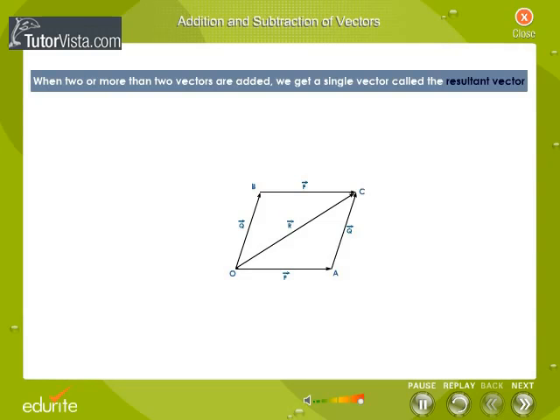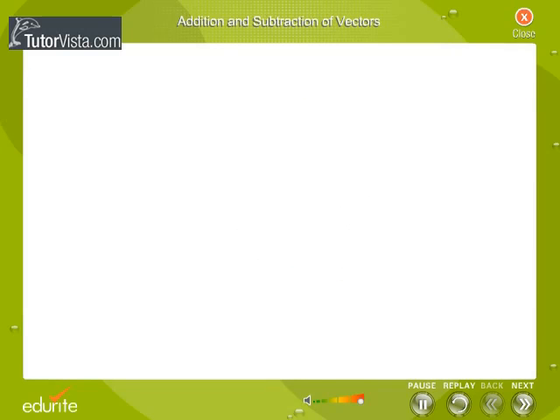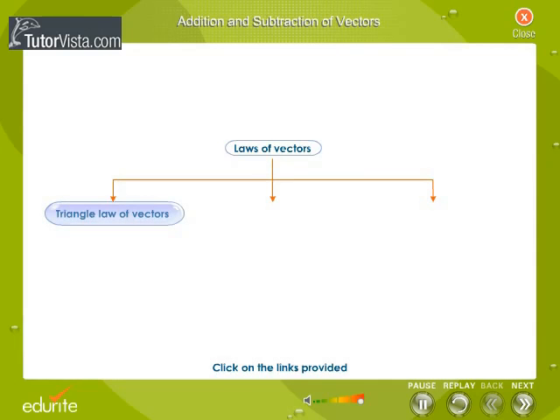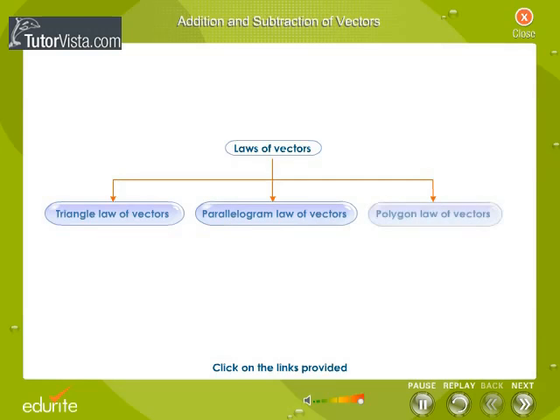The resultant of two or more than two vectors is a single vector which produces the same effect as the individual vectors together produce. Three laws have been evolved for the addition of vectors. They are triangle law of vectors, parallelogram law of vectors, polygon law of vectors.